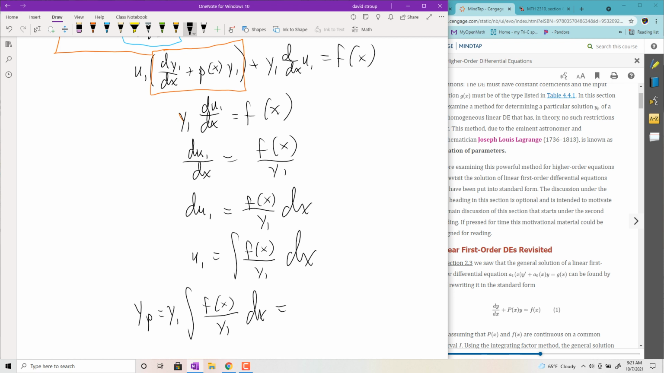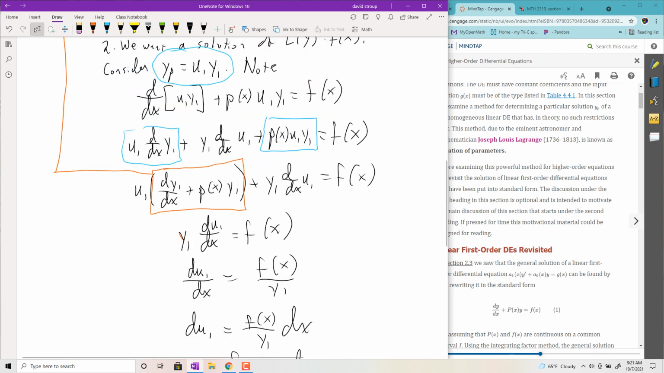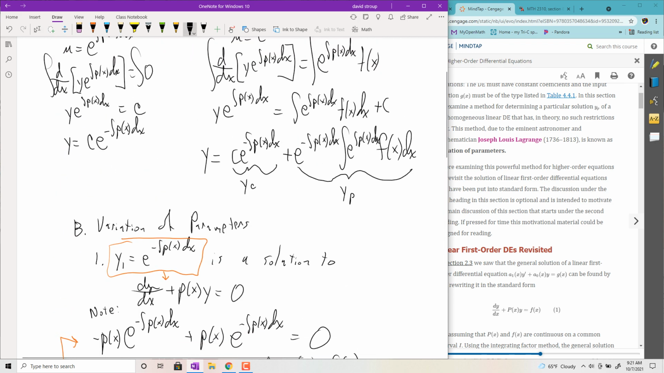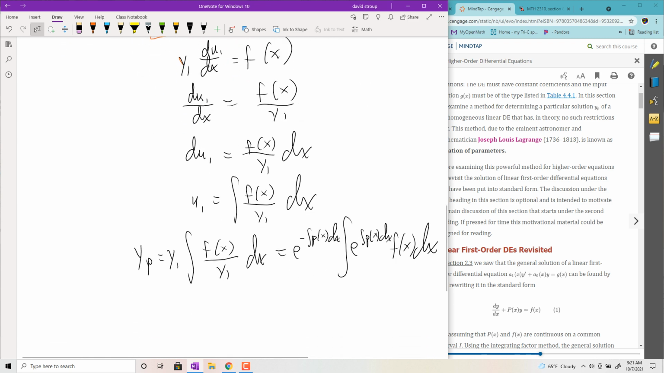So I have e to the negative integral of p of x dx times the integral of e to the positive integral of p of x dx times f of x dx. And then if you look back up here, that is our y sub p, our particular solution. So this method was able to produce that particular solution, and hopefully that verifies it in your brain as something that works. Okay?